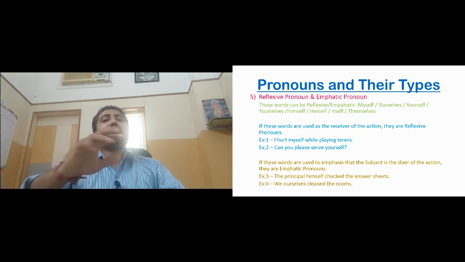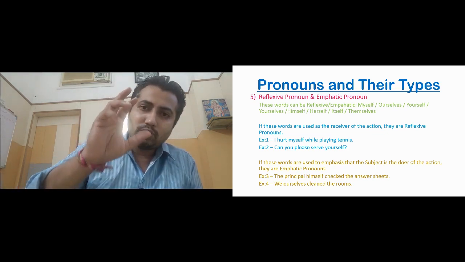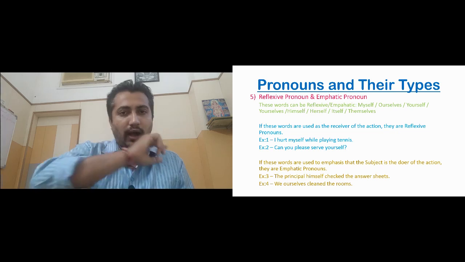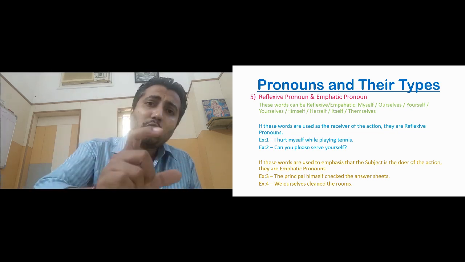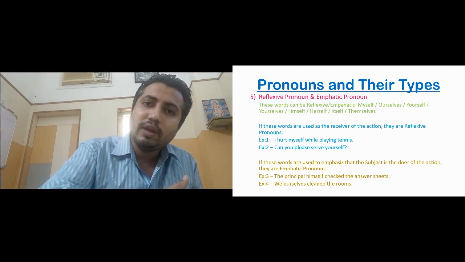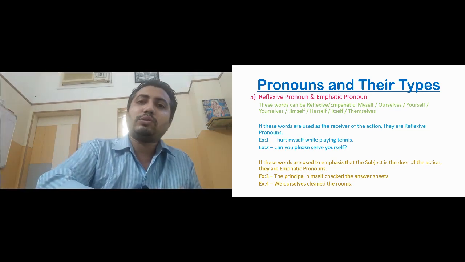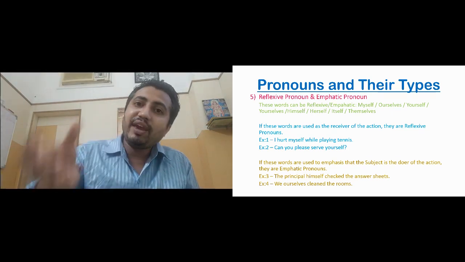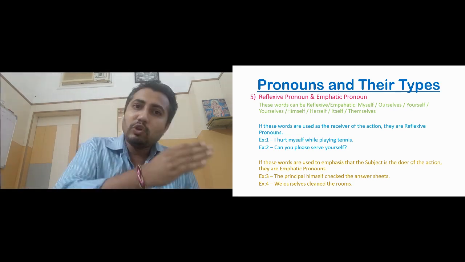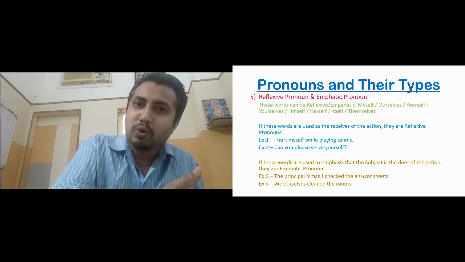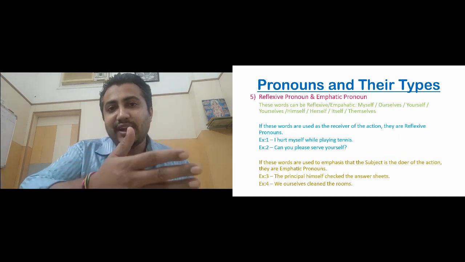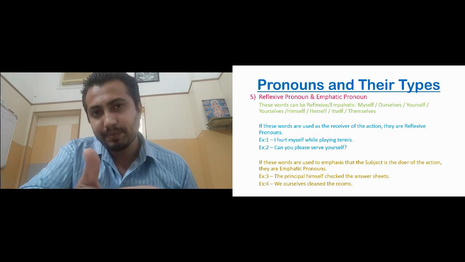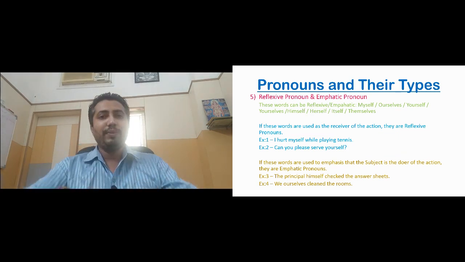So these are the words. The pronouns with self or selves are the same. Same pronouns are used as reflexive also, and those same self pronouns are used as emphatic also. What is the difference? The way they are used. In reflexive, these self pronouns are used in one way, and in emphatic they are used in another way. Let me try to explain you how.